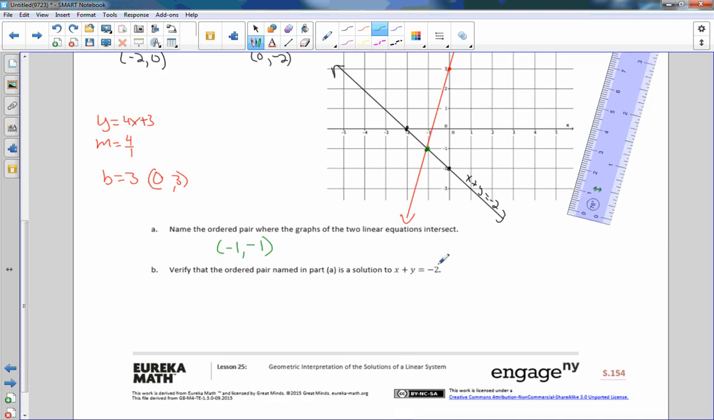Okay, now it says to verify that the ordered pair makes this true. So is this a solution? Is (-1, -1) a solution to this equation? Well, let's see if it's true. So instead of writing x, I'm going to write -1. Instead of writing y, I'm going to substitute in -1. -1 plus -1 is -2. -2 absolutely equals -2, so that is true. So that means it is on the black line here.